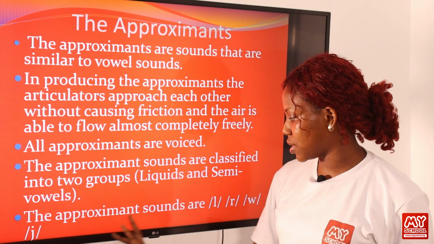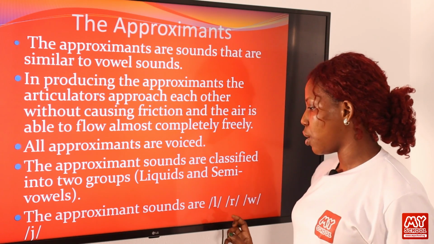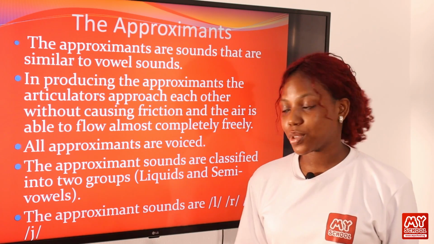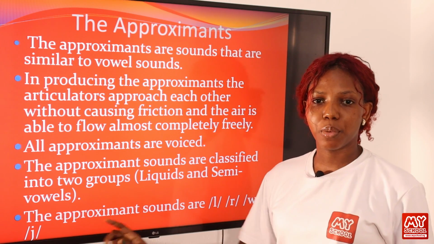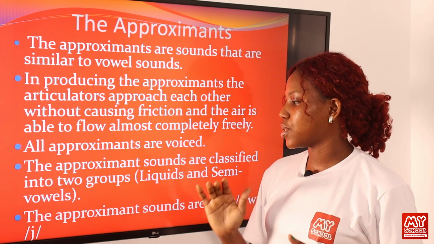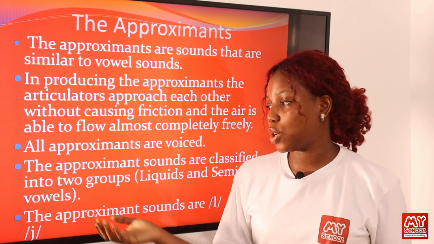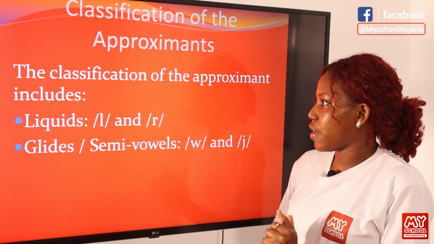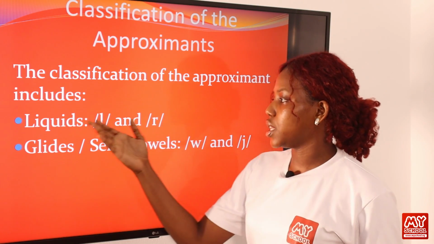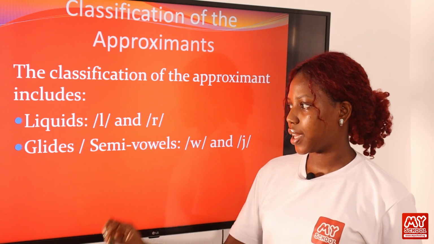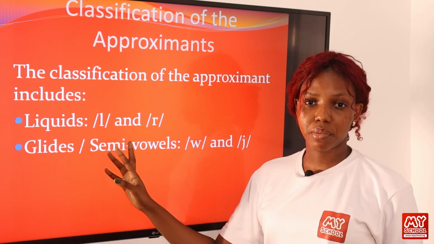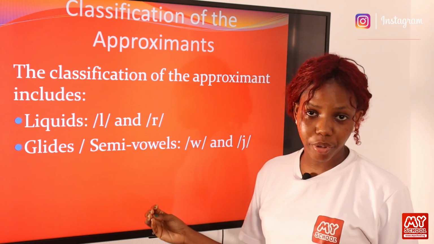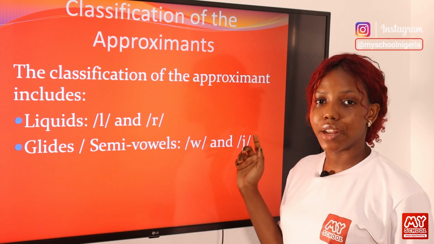Then next, the approximant sounds are l, r, w, and y. Okay, so to aid remembrance, we say Lateral, ya. Okay, so let's move to the next objective, which is taking a look at the classification of the approximants. And like I said, the classification of approximants includes liquids, l and r, then the glides or semi-vowels. So it's either called glides or semi-vowels. Whichever you choose is appropriate. Okay, and we have w and y.